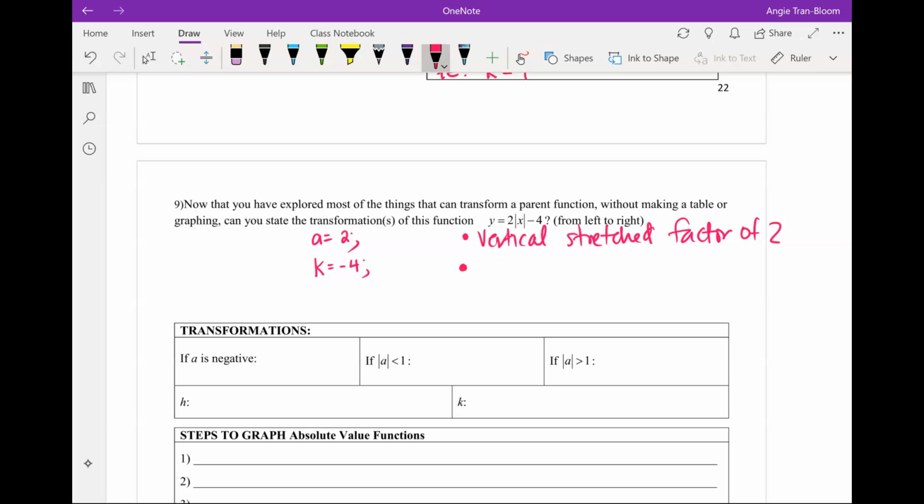Now, the k value is -4. Where is that going? Moves what? Down. How many units? 4. Shift it down by 4 units. Yes, I will take move down 4. K is very good. Is K always either up or down? Yes. Okay. All right, that is the end of today.